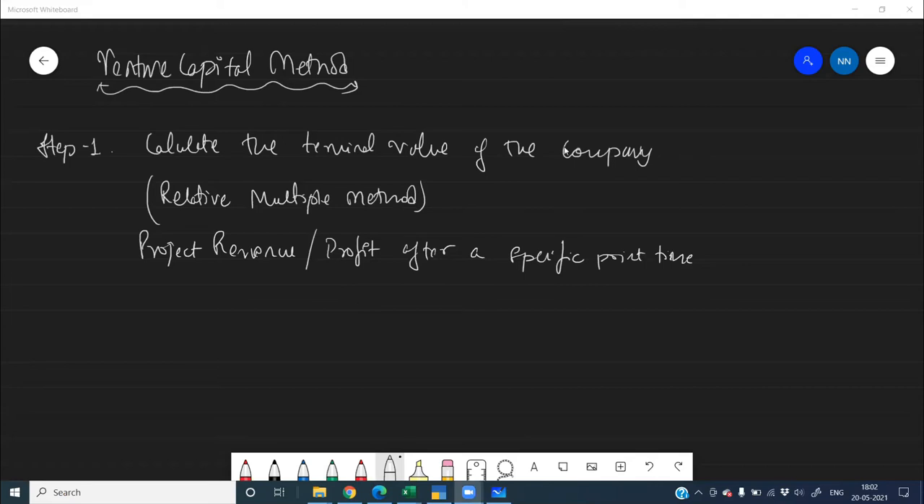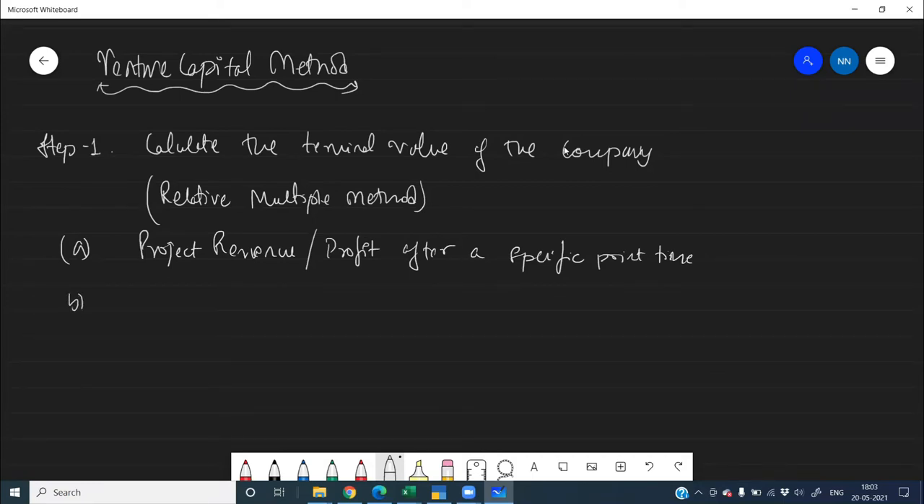Okay, so this is the first thing you do. Project revenue or profit after a specific point of time. Whatever is your horizon for which you are investing, you will take that. If you are investing for 4 years, then it will be multiplied by 4. If you are investing for 5 years, it will be multiplied by 5. If you are investing for 7 years, it will be multiplied by 7. Okay. This is what you are going to get here.